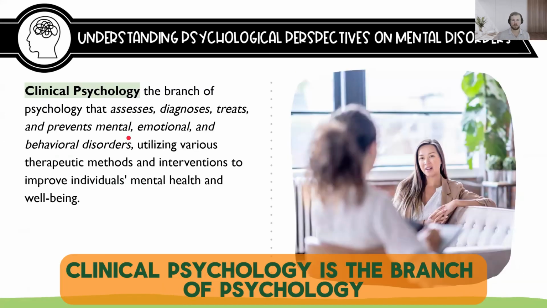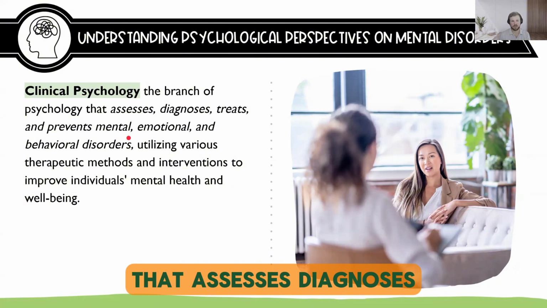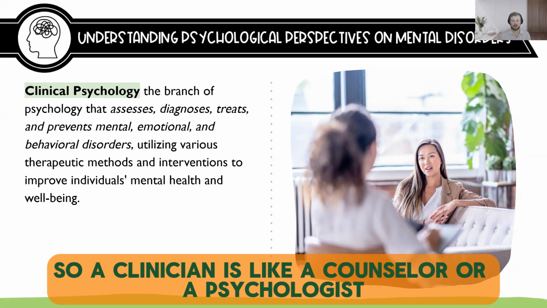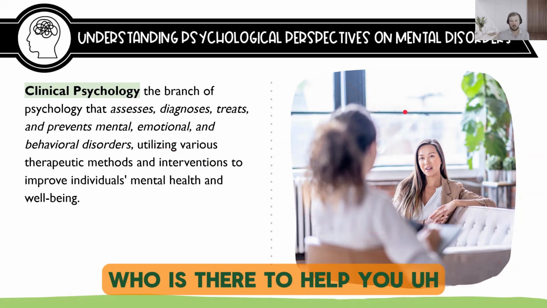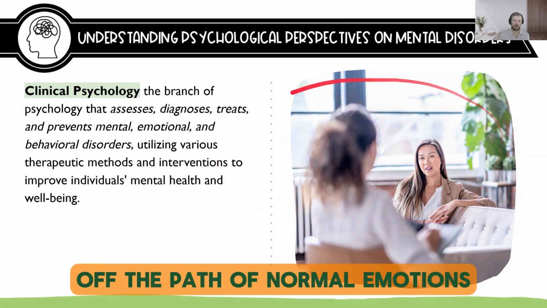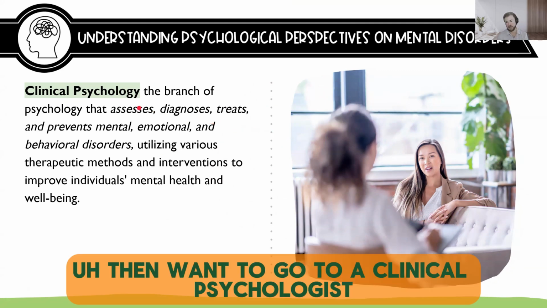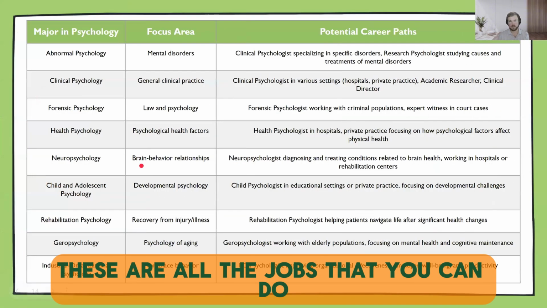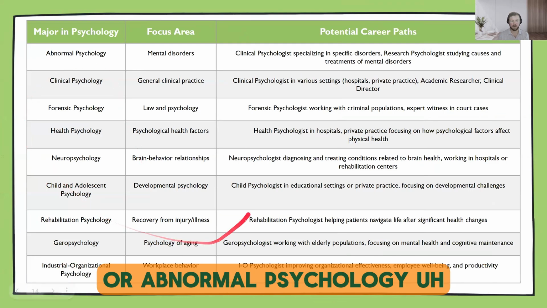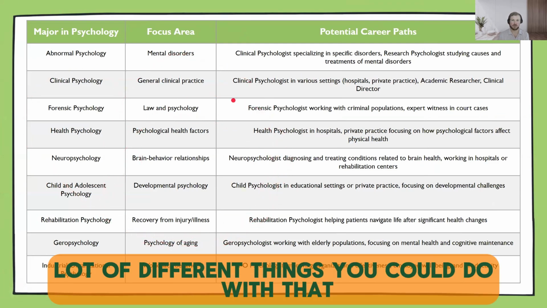Clinical psychology is the branch of psychology that assesses, diagnoses, treats, and prevents mental, emotional, and behavioral disorders. So a clinician is like a counselor or a psychologist who is there to help you if you find yourself off the path of normal emotions, normal thoughts and behaviors. Then you want to go to a clinical psychologist. These are all the jobs that you can do if you go into clinical psychology or abnormal psychology. There's a lot of different things you could do with that.